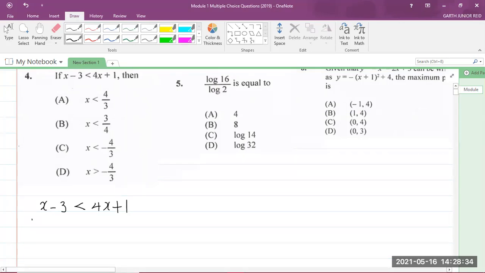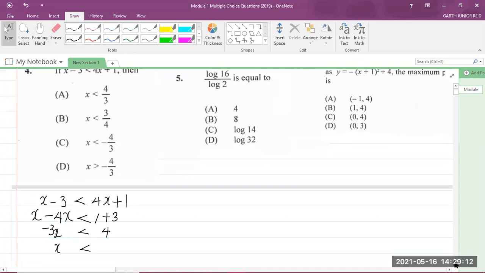I'm going to have x, and I'm going to carry the 4x to the left hand side of the inequality. I will get a negative 4x, less than the 1, which is there the same way. And I'm going to carry the negative 3 to the right hand side. It will become a positive 3. So x minus 4x is a negative 3x, and that is less than 1 plus 3, which is 4.